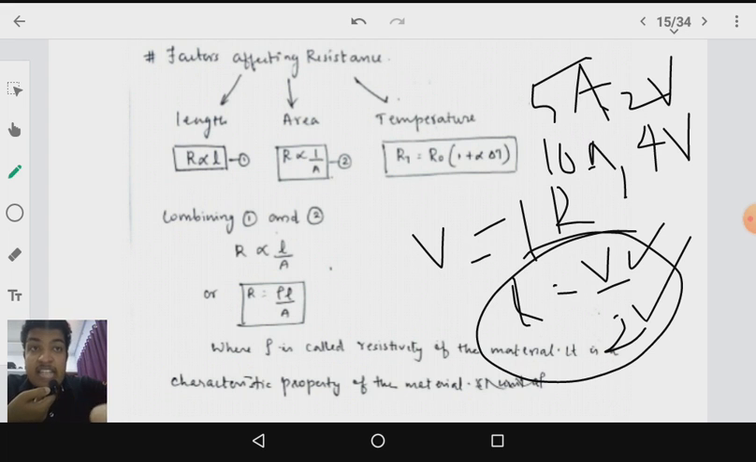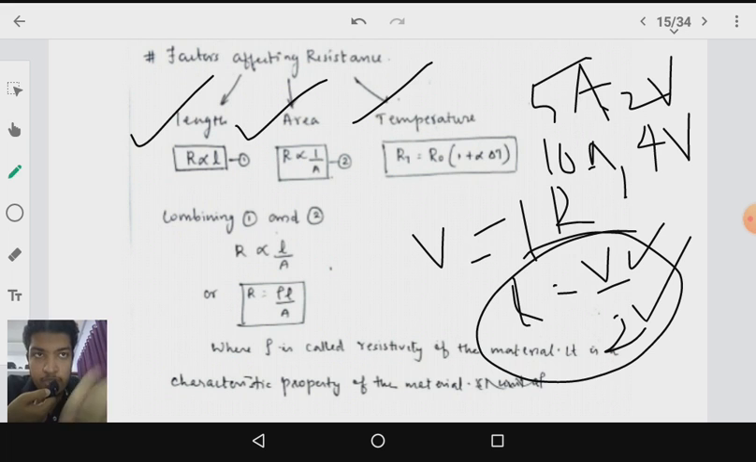First factor is the length of the conductor. Second factor is the area of cross section of the conductor, and third is the temperature. How is it affected by the length of the conductor? It is directly proportional to the length of the conductor. That means if we increase the length of the conductor, then resistance increases. Suppose the initial length of a conductor is L, and I increase its length to 2L, then the resistance will become 2 times.